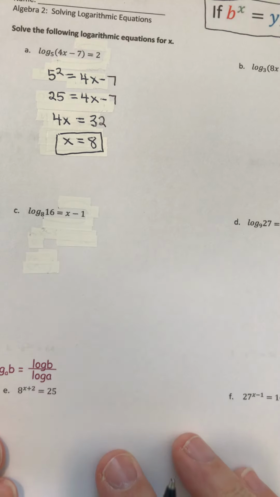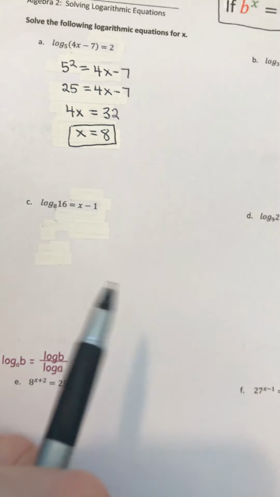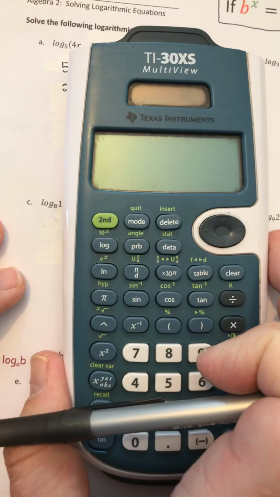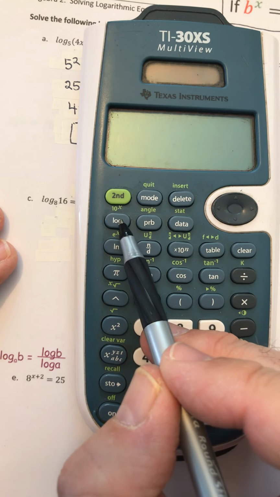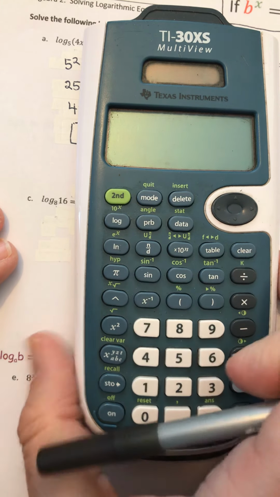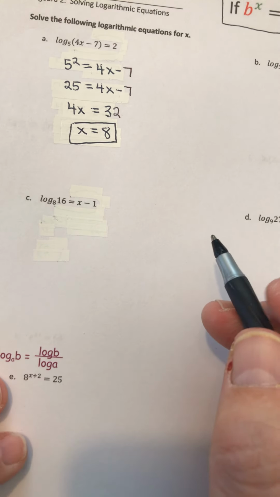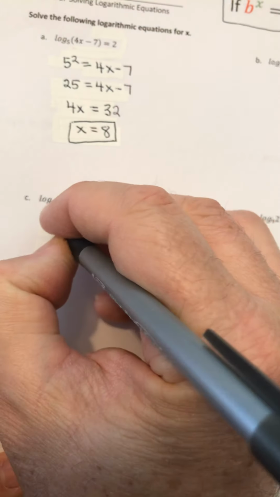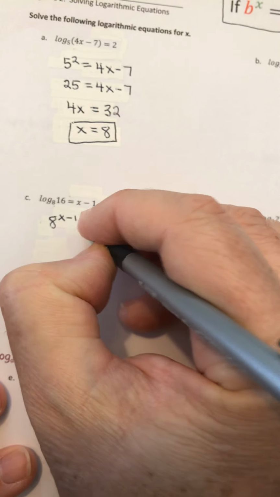Now this one is a log, but I can't type this in my calculator the way it's written because that's a base 8 log, and this button right here is base 10, common log base 10. So I can't type that in. So I don't know what to do in log form. I'm going to write it in exponential, so it'll be 8 to the x minus 1 equals 16.